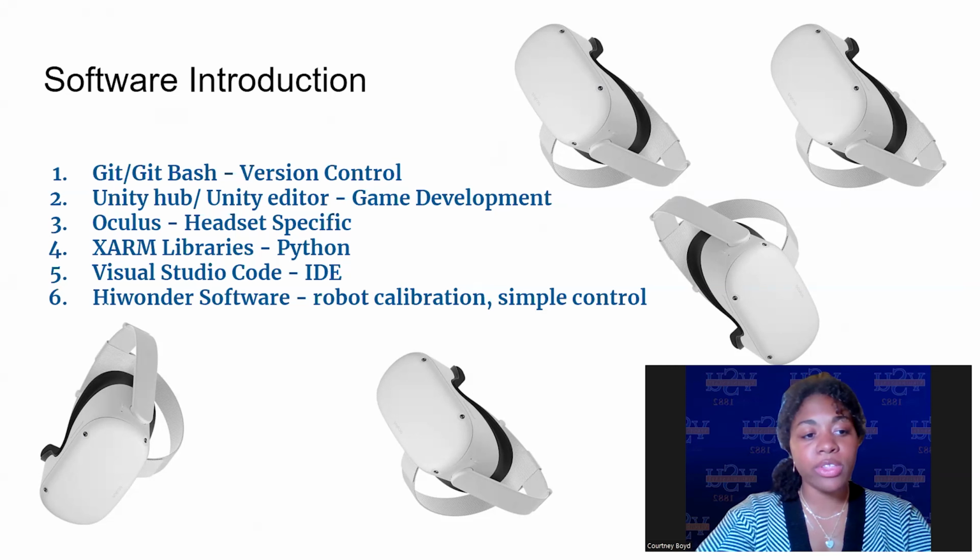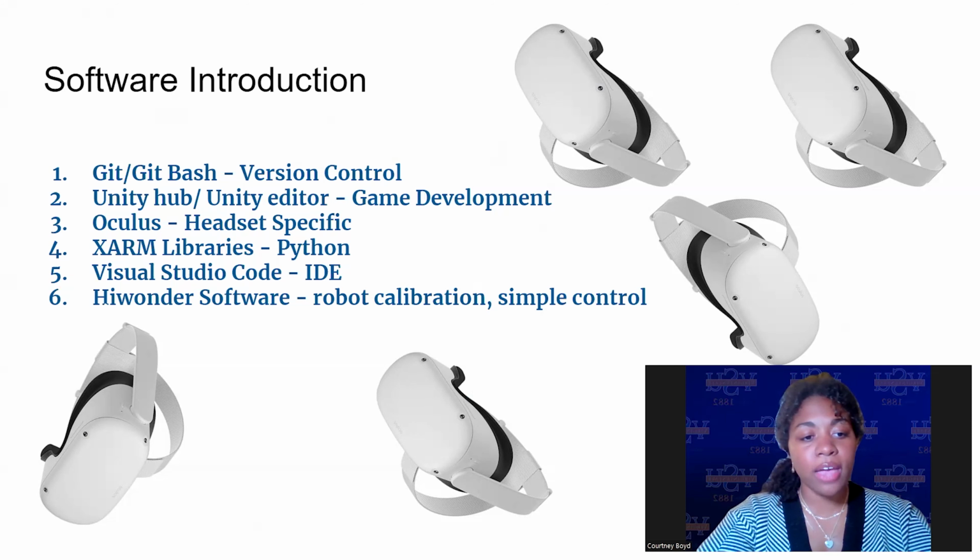Next, we're going to download the Unity Hub and the Unity Editor. So Unity is a popular game engine. It's used for virtual reality gaming. It's used for 3D gaming and 2D gaming, as well as mobile apps, right? Then we're going to get into downloading Oculus, and that's very headset specific. So that's for people who are using the Meta or Oculus headsets, such as the Quest or the Rifts.